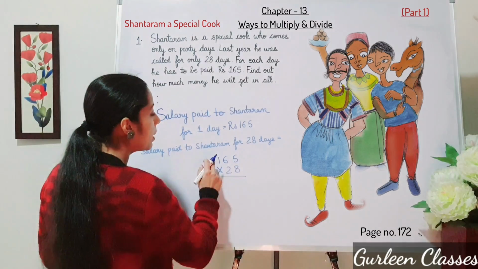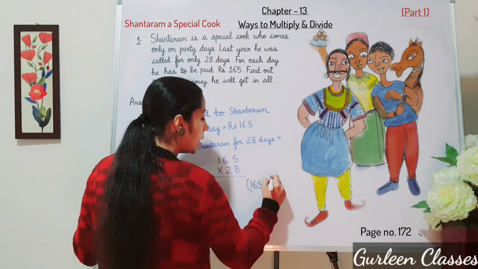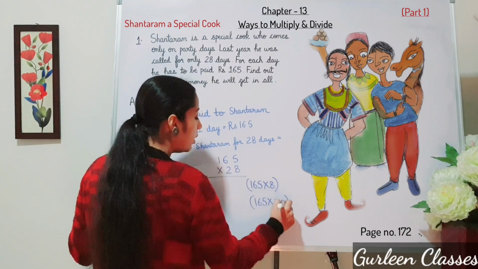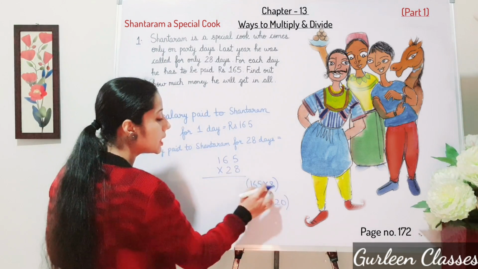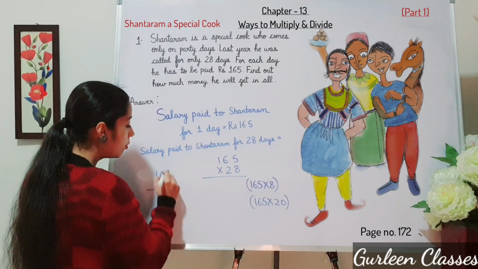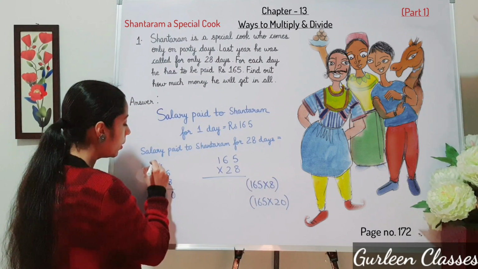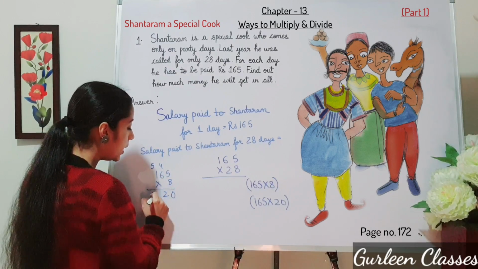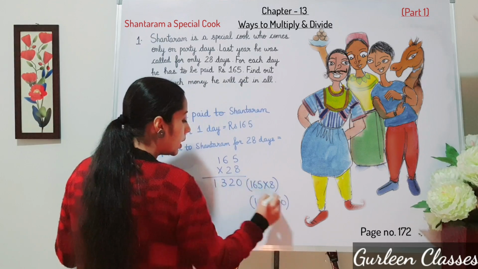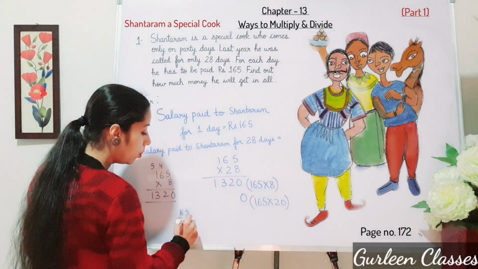So first we will multiply 165 into 8. Then we will multiply 165 into 20. We have broken 28 as 20 plus 8. So multiply 165 into 8. 5 8s are 40. 6 8s are 48 plus 4, 52. 8 1s are 8 and 5, 13. So right here 1320.